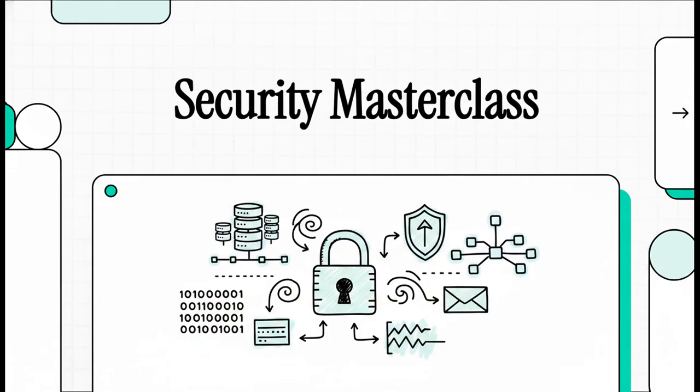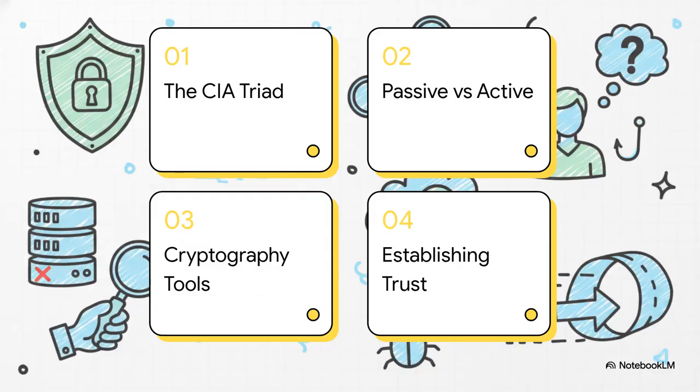Think of this explainer as your personal masterclass. We aren't just looking at how we protect data, but really unpacking exactly why these systems are designed the way they are. Here is our quick roadmap for today's syllabus. First, the CIA triad in banking. Next, passive versus active attacks. Then we'll cover cryptography tools. And finally, establishing network trust.